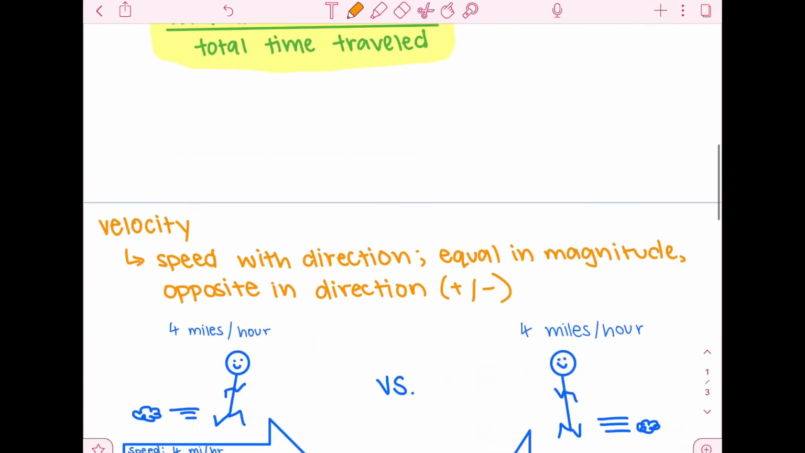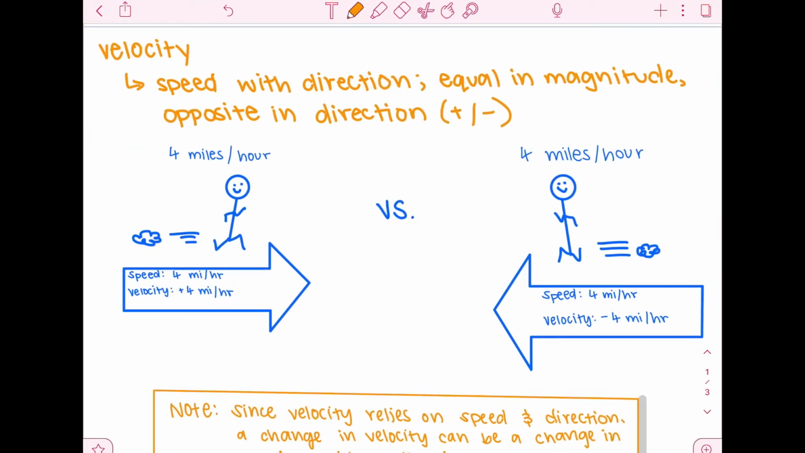Okay. So let's talk about velocity. Velocity is speed with direction. So we're looking at speed just with a sense of direction now. So the velocity is going to be equal in magnitude, but it's going to be opposite in direction. And for direction, we're going to be using plus and minus.